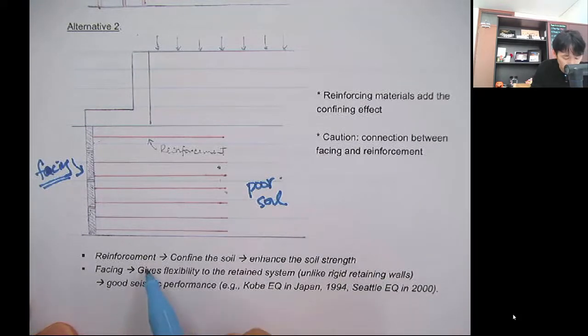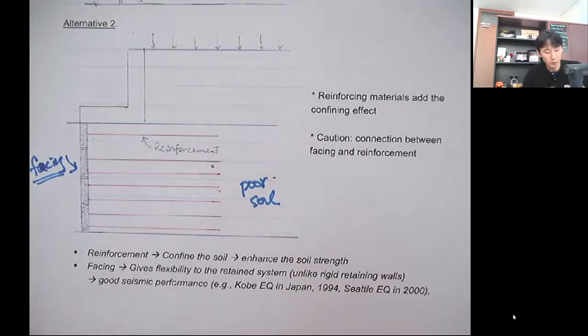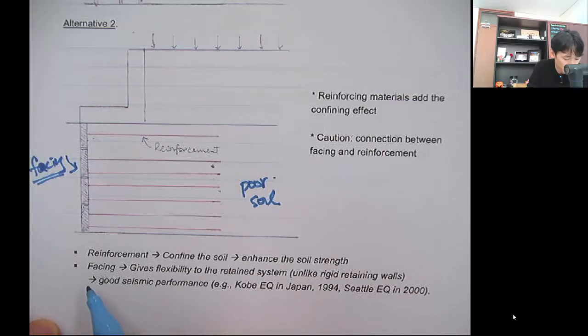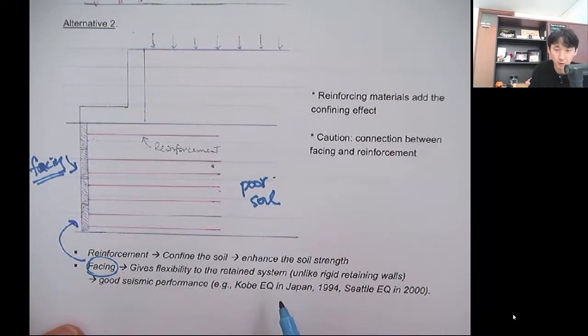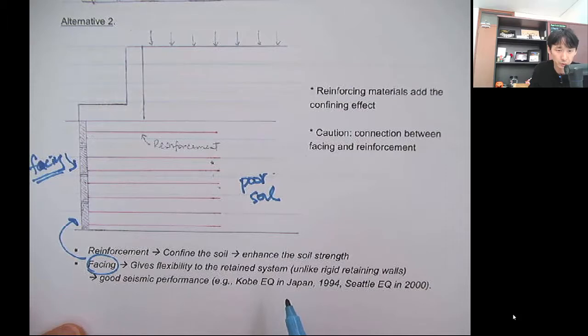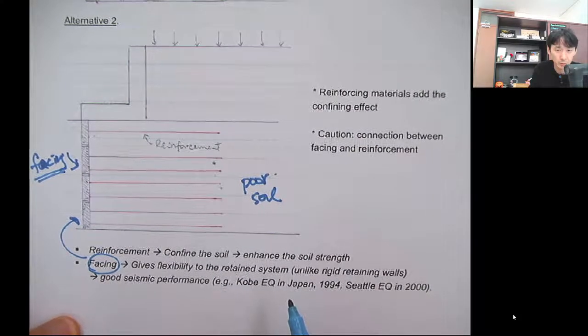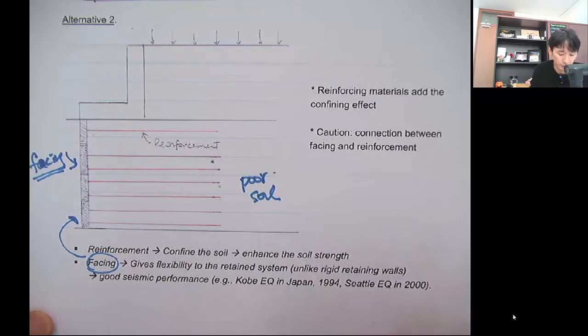So the mechanism of reinforcement is basically to give you some confinement in the soil, and that enhances the soil strength. And when you reinforce the soil in association with the facing material like this, it gives flexibility to the retaining system, unlike a rigid retaining wall. So it gives you good seismic performance against earthquakes.